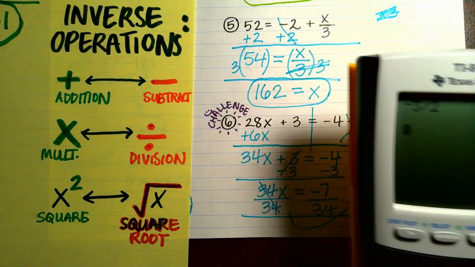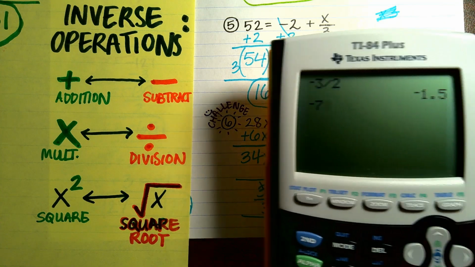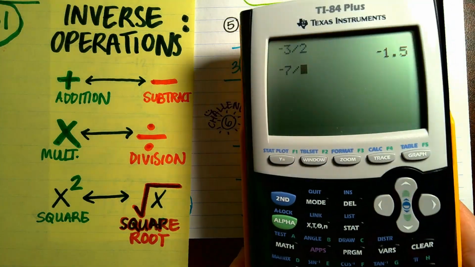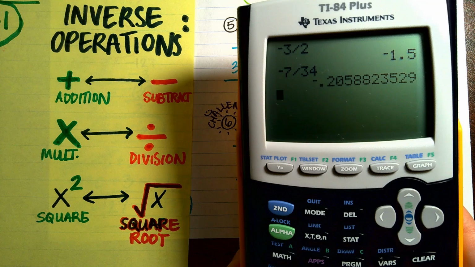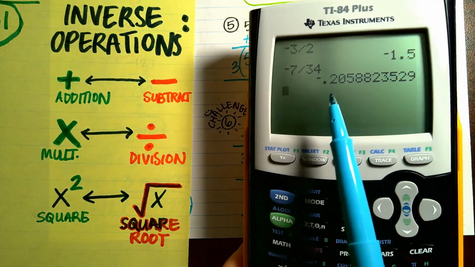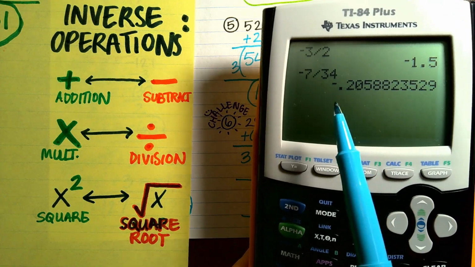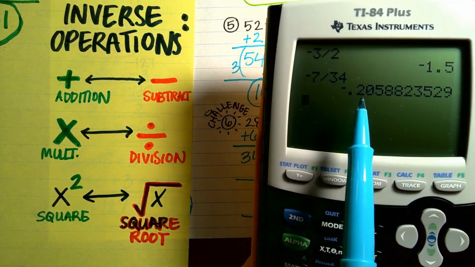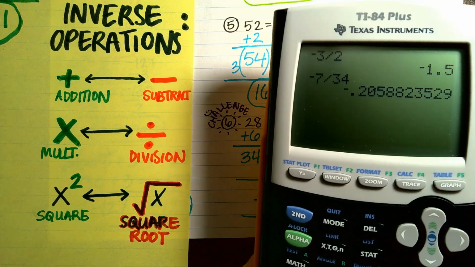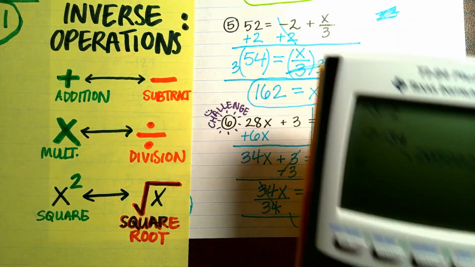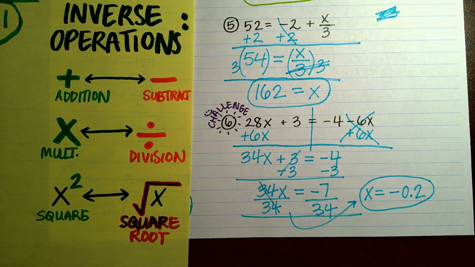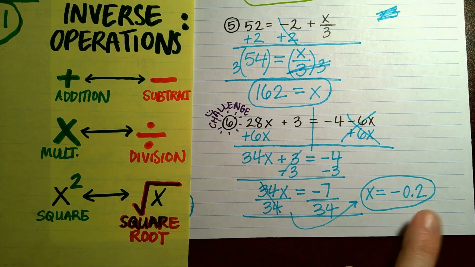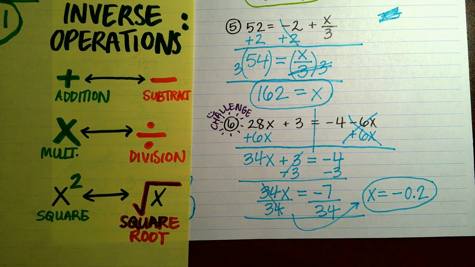So -7 divided by 34 equals, you're going to get a long number like this. We didn't just get -0.2. Michael just decided to give me the answer to 1 decimal point. Normally, if you're going to get a decimal answer, I'll specify how many place values I want you to put your answer in. In this case, I didn't specify, so I'm happy with whatever you tell me.